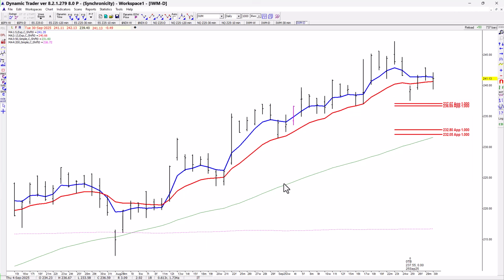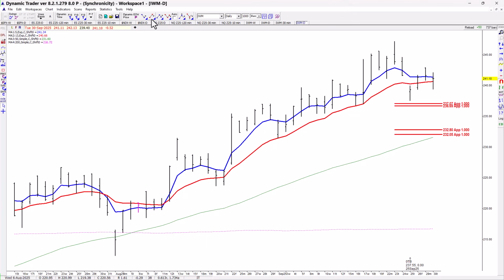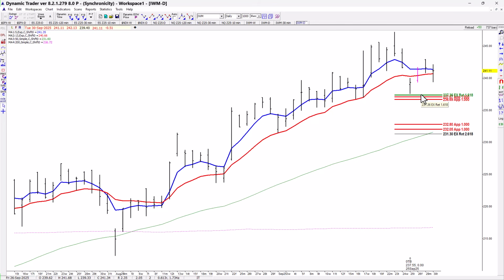All right, but then what else do you want to look at? Retracements and extensions. So for an extension, I do see a swing here, low to high, that when it extends, it might overlap this area. So we're going to run that one. We're going to grab this low to high swing. Okay, and you can see that we went through the 1272, but we're right on top of the 1618 extension that comes in at 237.36.